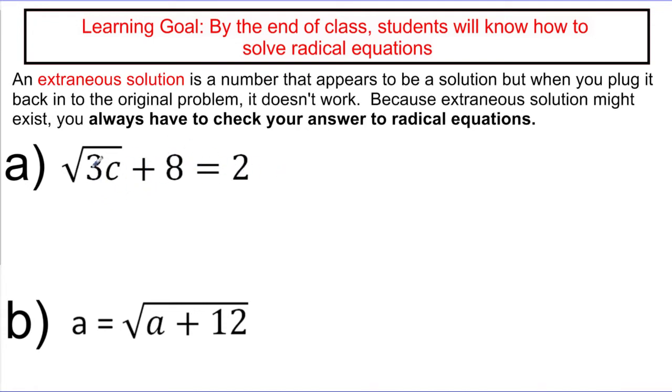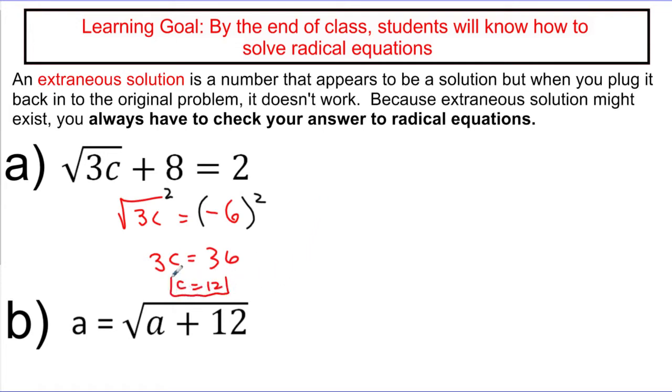That's outside of my radical, and it's going to say the square root of 3c equals, well, when I do 2 minus 8, I get a negative 6. Okay. Now I'm going to square both sides, right? Square the left, and I need to square this entire expression on the right. Okay, and I'm going to get that 3c is equal to 36. And it looks like I can say now that c is equal to 12, right? I divide both sides by 3, and look, I have my answer, right?